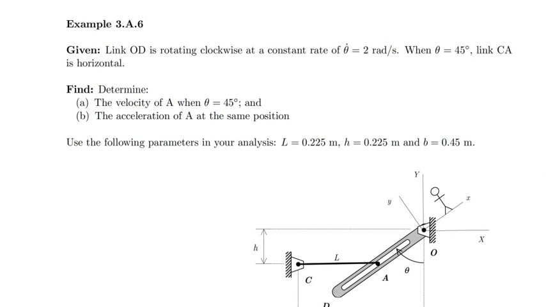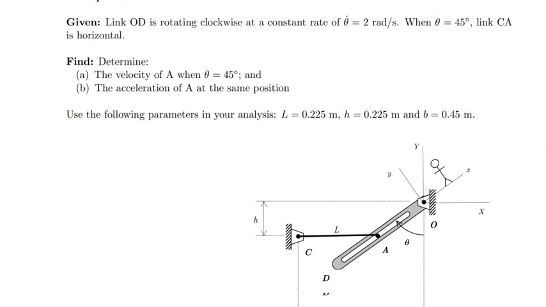Okay, so in this problem we have another simple mechanism, and in this case what we have is a link OD, which is rotating clockwise at a constant rate of theta dot, and we're told that when theta is equal to some angle, link CA is horizontal. In this problem we're asked to take this information, determine the velocity of point A, and also the acceleration of point A at the given value of theta.